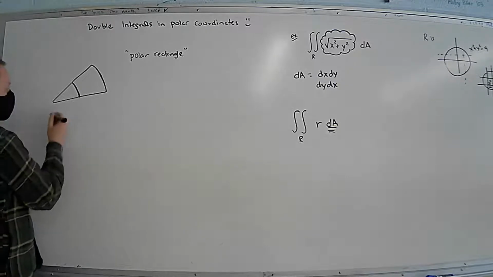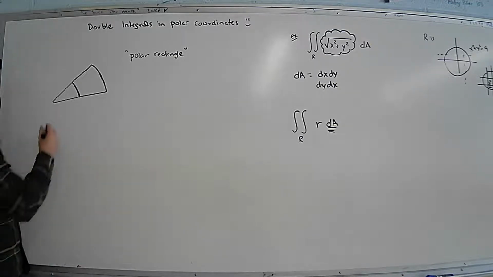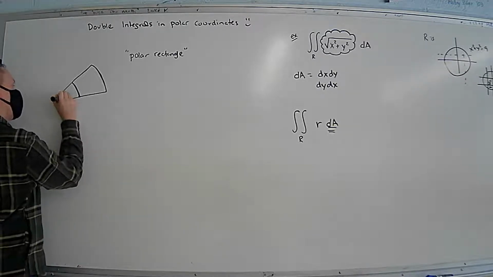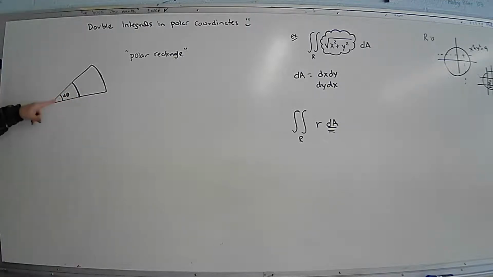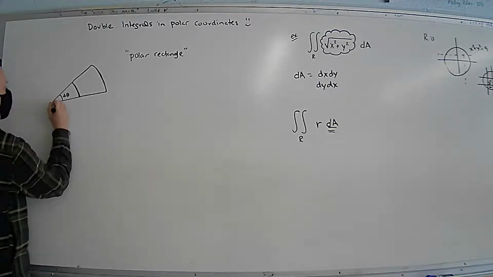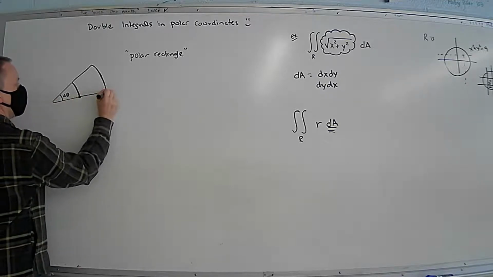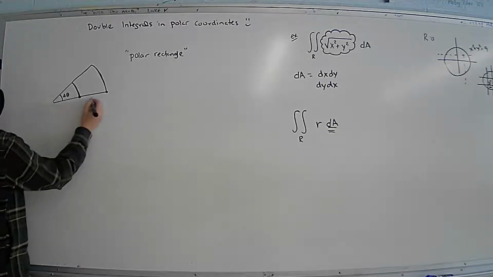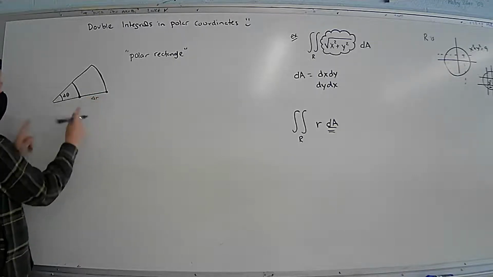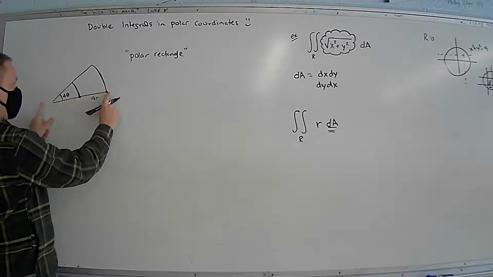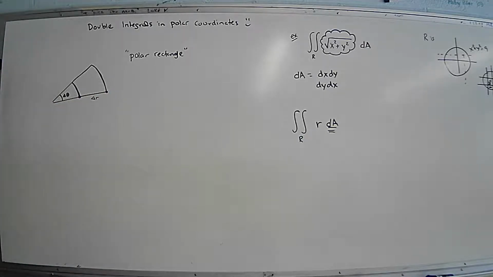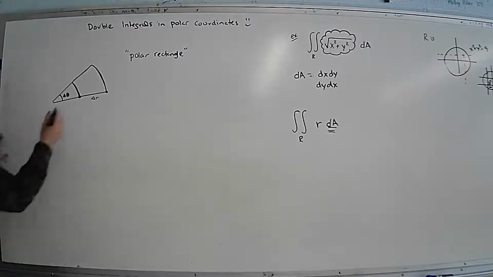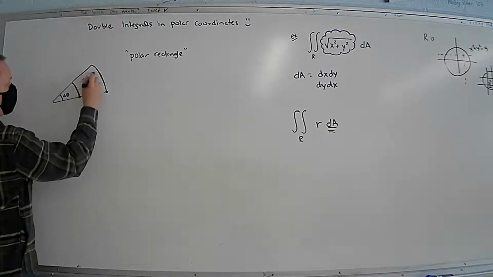So this right here, that difference right there is a change in theta. This distance right here is a change in r. Like that's an r value and that's an r value, so the difference of those is a change in r. This is the one we're talking about right here.